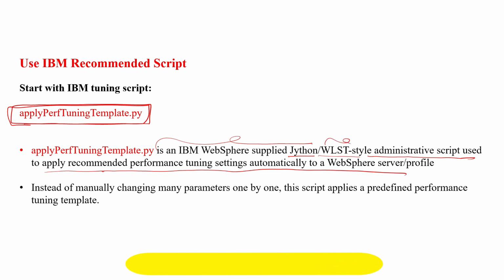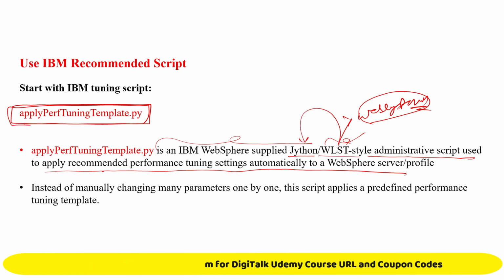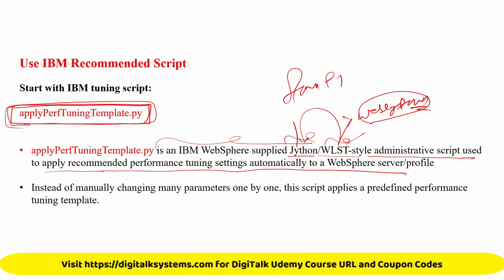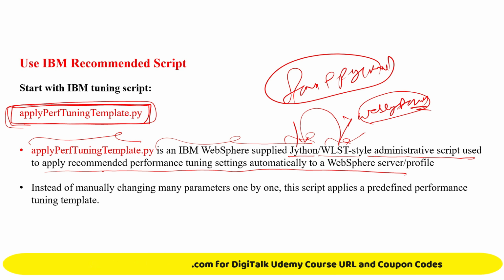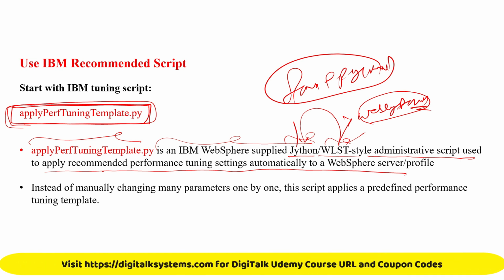WLST is a WebLogic scripting tool that is used in the WebLogic application server. In the WebLogic application server, we do the scripting with the help of WLST based on Jython. Similarly, this particular script is Jython based. Jython is a combination of Java plus Python, that means a combination of Python and Java. This script is provided by default by IBM WebSphere. So whenever your environment is built up and running, after that you can run this script to apply the initial recommended settings for your WebSphere environment.